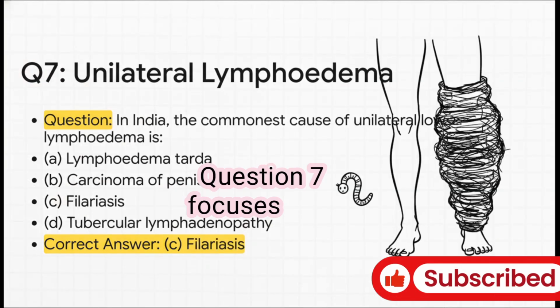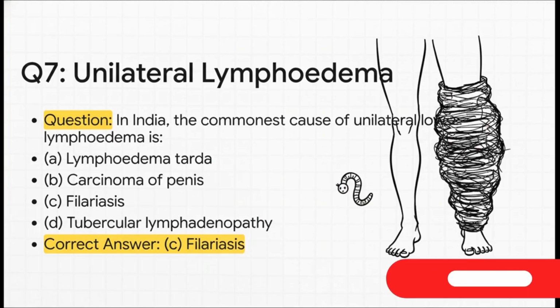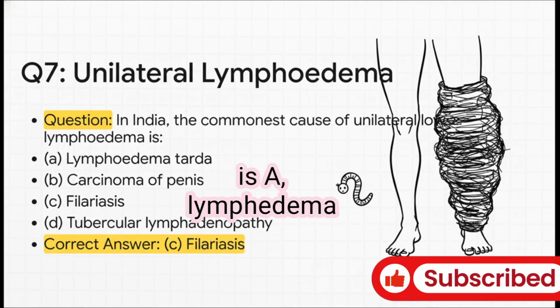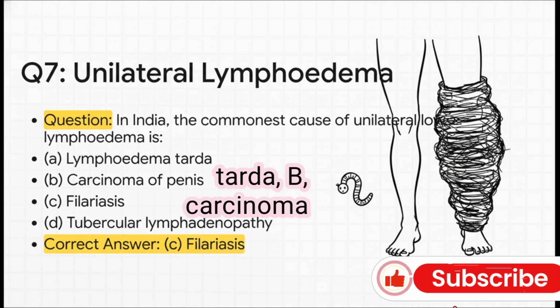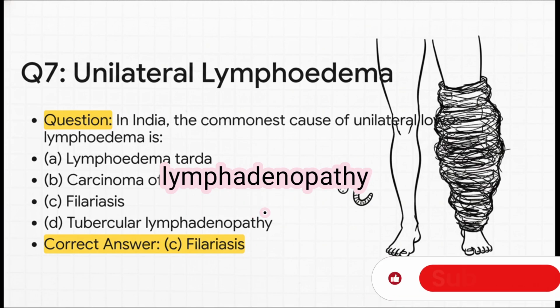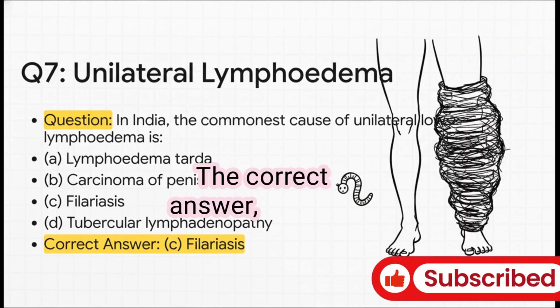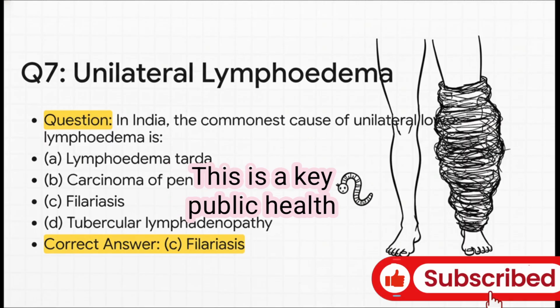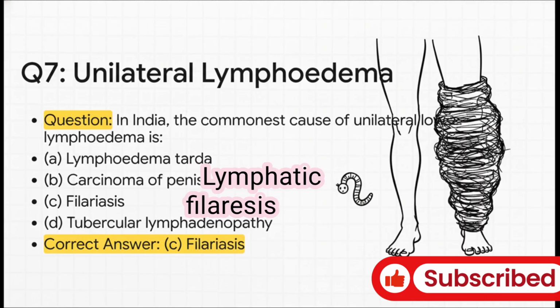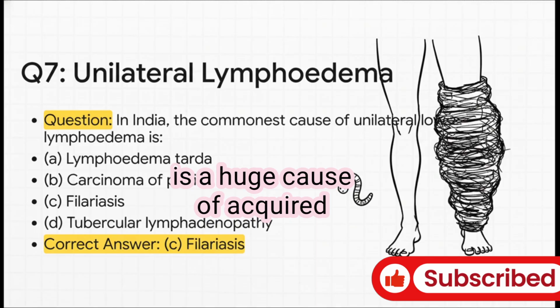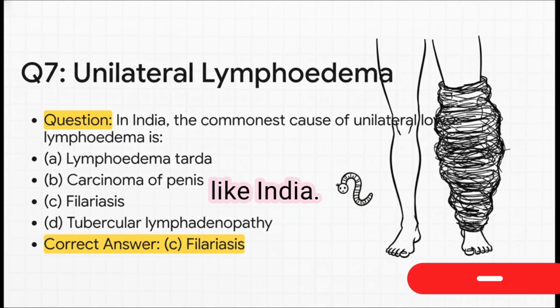Question 7 focuses on a really common issue in India. The commonest cause of unilateral lymphedema of the lower limb is A. Lymphedema tarda, B. Carcinoma of penis, C. Filariasis, or D. Tubercular lymphadenopathy. The correct answer, as many of you know, is C. Filariasis. This is a key public health fact. Lymphatic filariasis from that parasite Wuchereria bancrofti is a huge cause of acquired lymphedema in endemic areas like India.